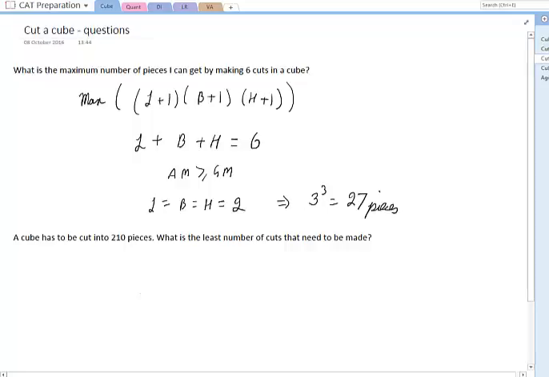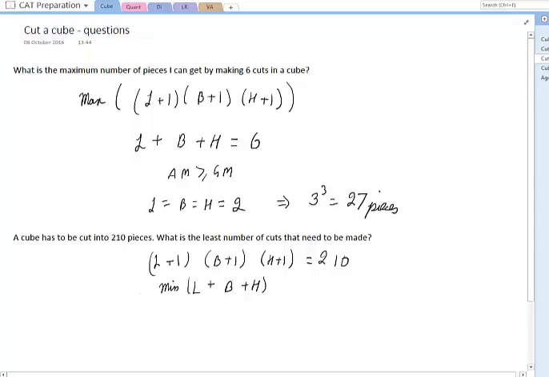Let's look at the next question, which is fairly similar. A cube has to be cut into 210 pieces. So here we know the number of pieces that have to be constructed. (L plus 1) into (B plus 1) into (H plus 1), we have been given this number equal to 210. But we are asked to minimize the number of cuts. So we have been asked to minimize L plus B plus H.